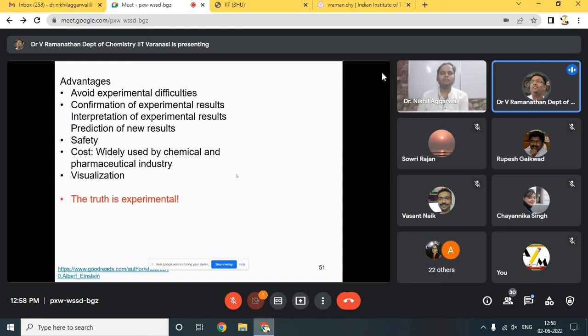But as they say in Hindi, iski lathi usi ki bhais. The lathi is in the hands of all the experimental people, because ultimately whatever sophisticated computation you do, it is the experimental value which is what the world believes.